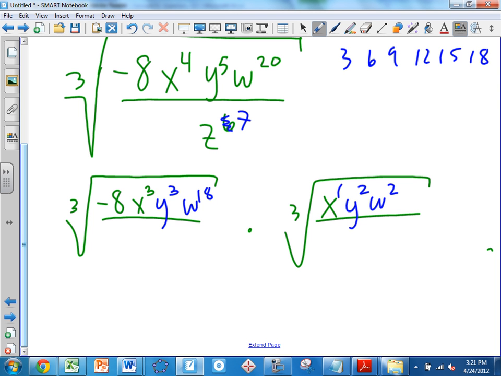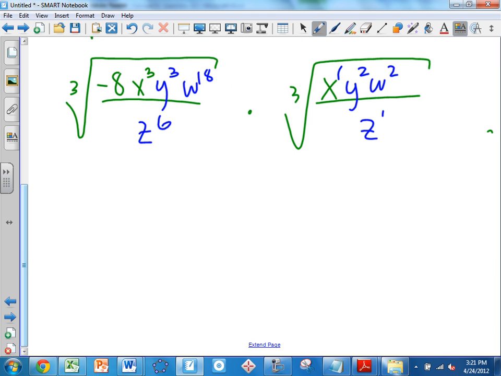What about the z to the 7? How many on each side? 6 and 1. Can I do anything with the right-hand side? No. There's nothing I can do because all of my exponents are less than the 3 index. But the left-hand side, I for sure can do something here.